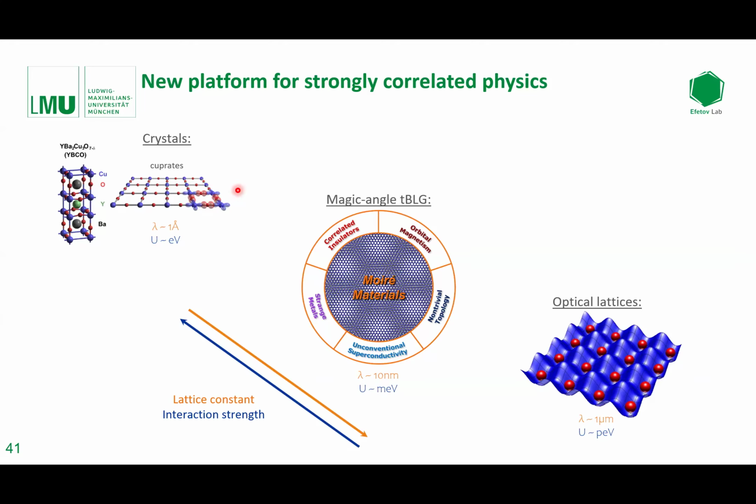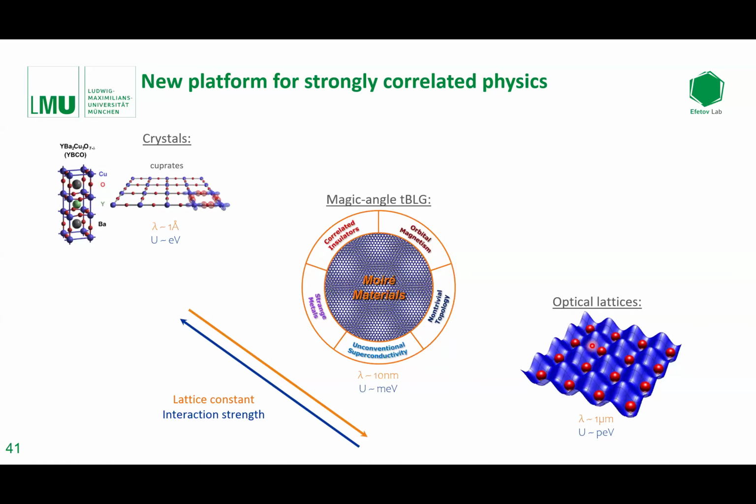Before that, most strongly correlated physics was studied in crystals, such as cuprates and heavy fermion systems, and so on. On a lattice constant of 1 angstrom, of course, you would get a much larger interaction energy. Here in TBG, we have a lattice constant two orders of magnitude larger, and therefore also a much lower interaction energy.